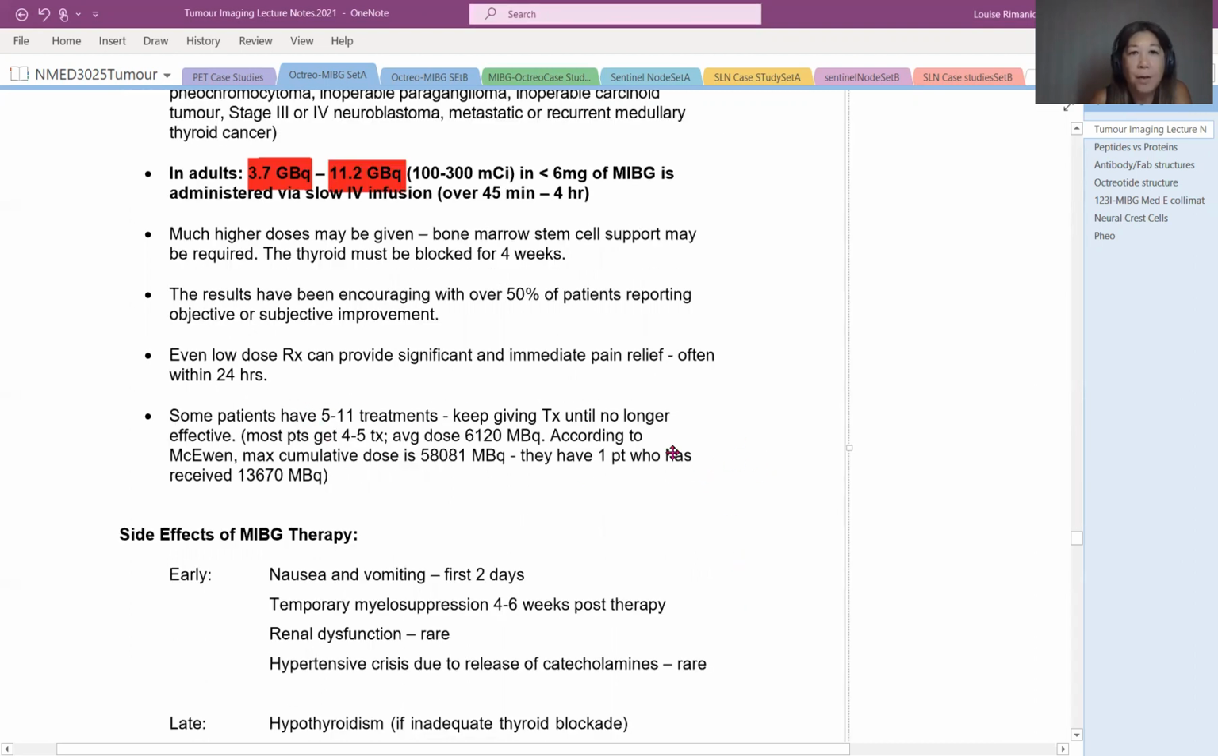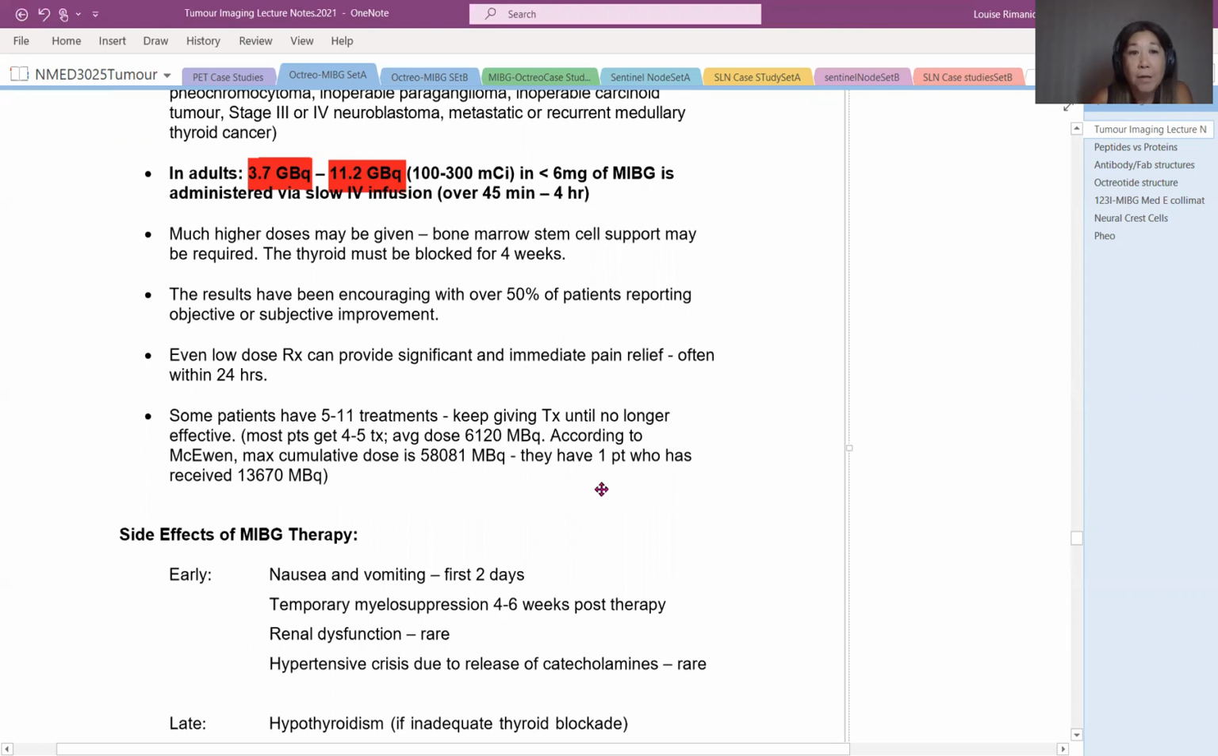Many have 5 to 11 treatments, and they just keep on giving them more until it's no longer effective. And so you can see the stats here. Most patients get 4 to 5 treatments. Average dose of each is about 6 gigabecquerels. And according to Dr. McEwen, the maximum dose is 58,000 megabecquerels.